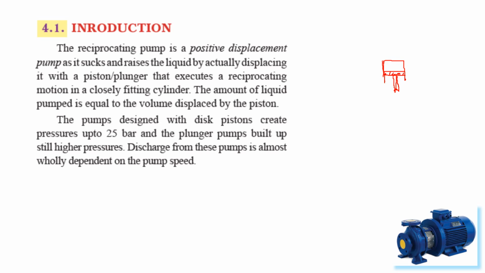When the piston moves down, it creates a vacuum where water flows into the cylinder. When the piston moves forward, the water in the cylinder is delivered to the delivery pipe. In this transformation, pressure is added to the water. The amount of liquid pumped is equal to the volume displaced by the piston.